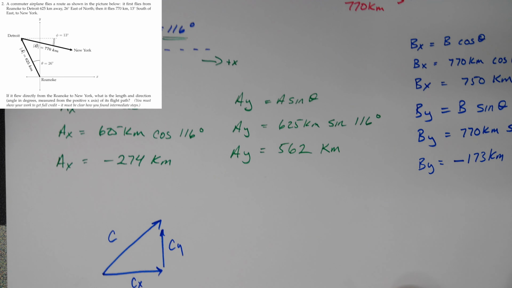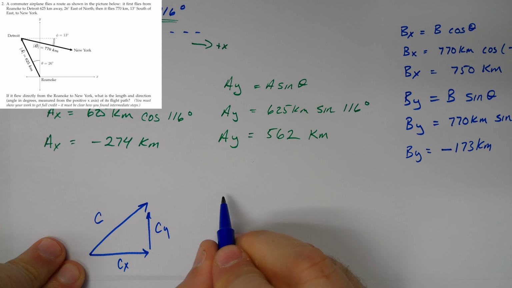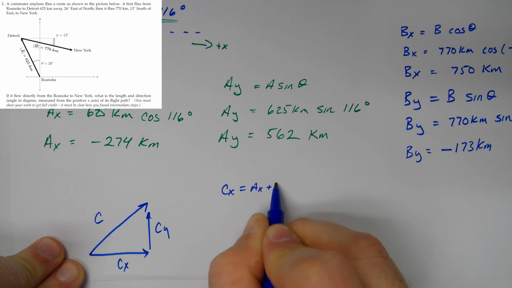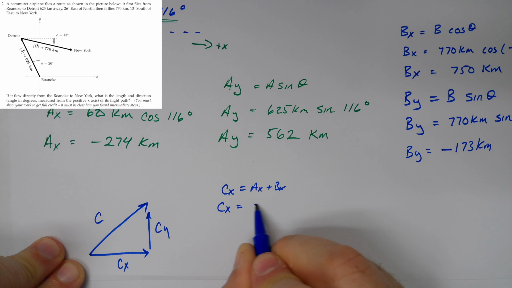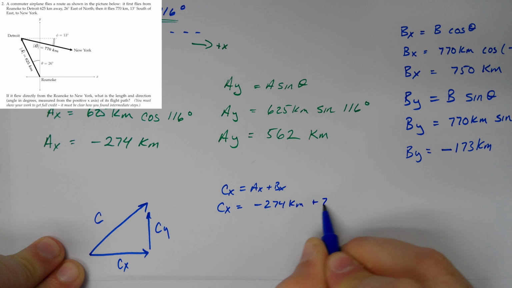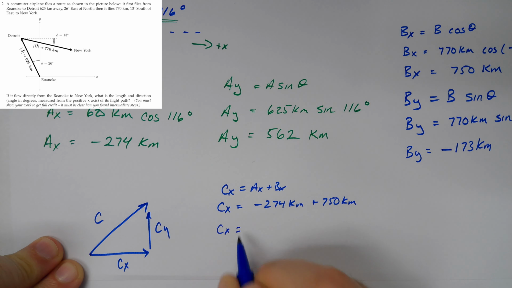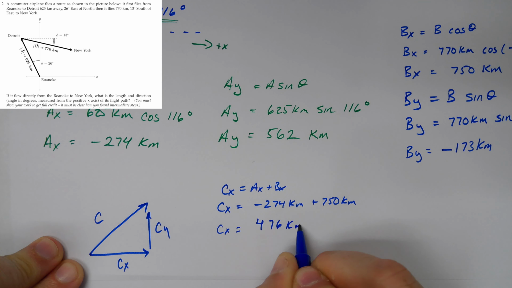And we can add our components. We can add the AX and BX. And when we do that, CX equals AX plus BX. CX is going to be minus 274 kilometers plus 750 kilometers. CX will be 476 kilometers.